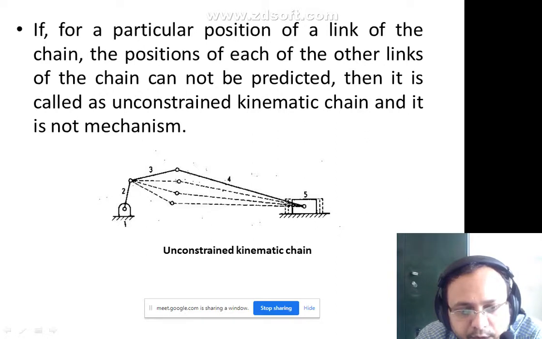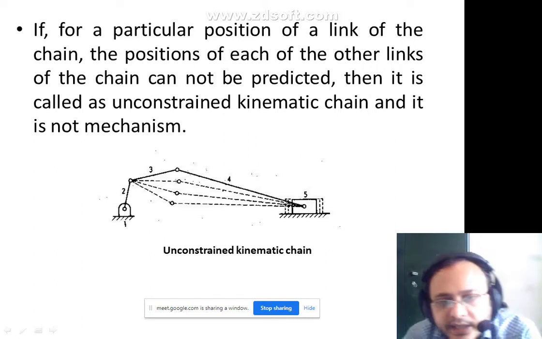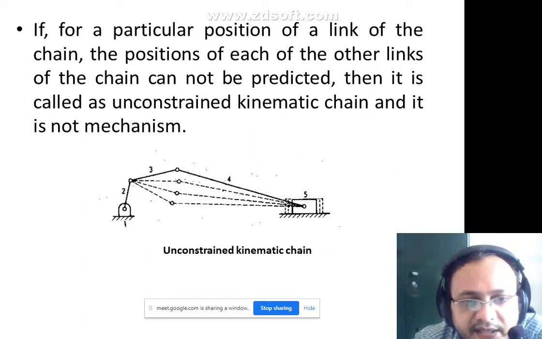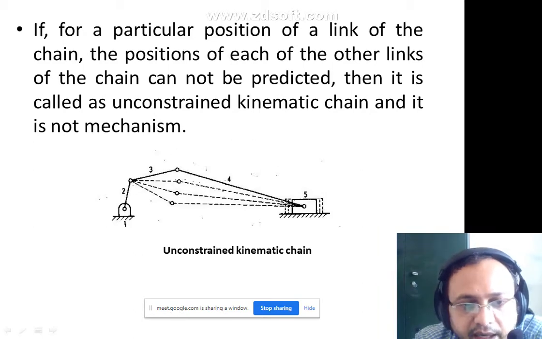It can move from this point to this point, or this point to this point, and this can also translate the slider at point 5 to any position. So it can achieve anything. It can't be predicted. That's why it is known as an unconstrained kinematic chain, and this is not a mechanism.